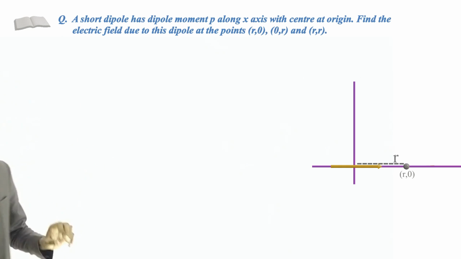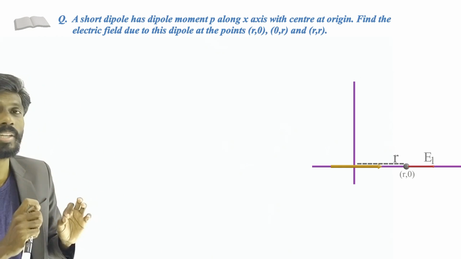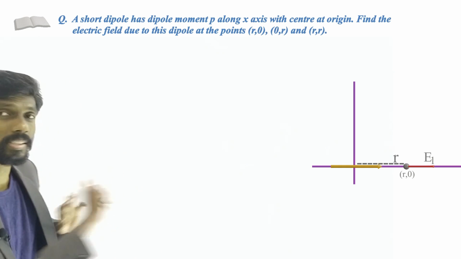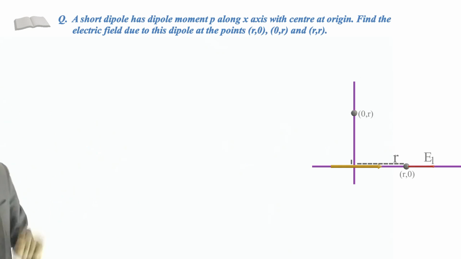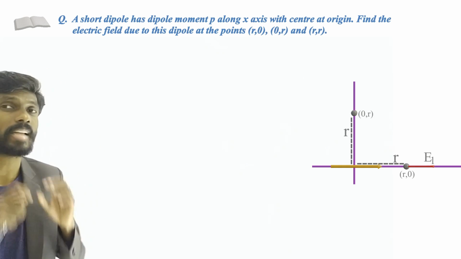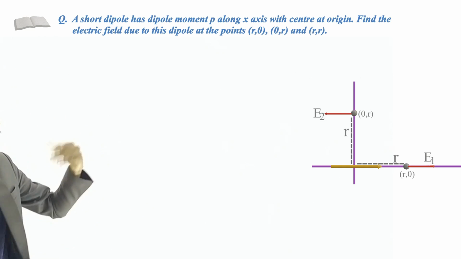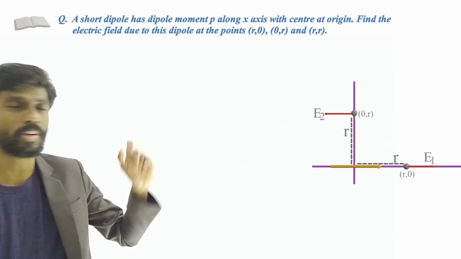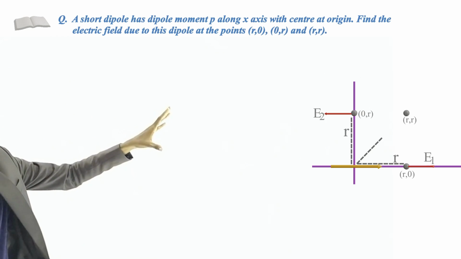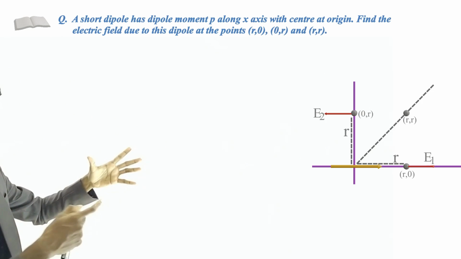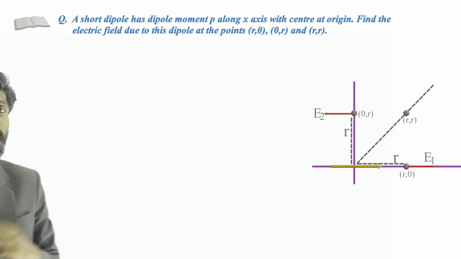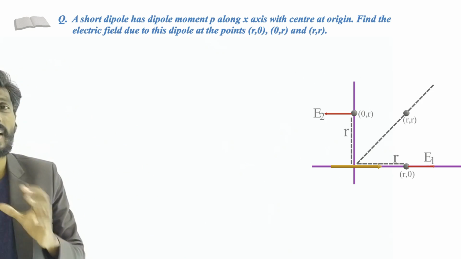So the first point here is on x-axis. That means the electric field due to the dipole at a point on its axis. Similarly, the next point (0, r) is on y-axis, that is the perpendicular bisector, and the third point is (r, r), some random point, so that makes some angle. Since the point is known, we can find the angle theta also. So using that we can find the electric field at that point also. Let us find one by one.